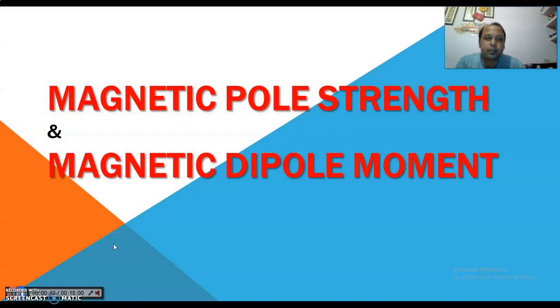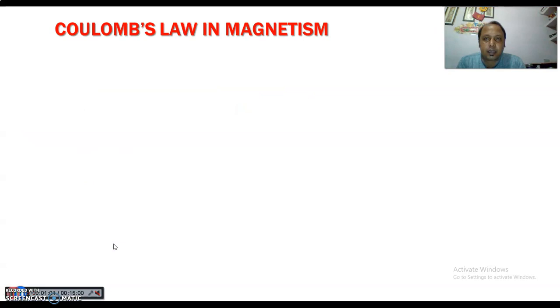So here we start with magnetic pole strength and magnetic dipole moment. But to understand this very clearly, we need to first understand the force experienced by one magnetic pole due to some other magnetic pole of another magnet. So let us see how we can find the value of this force.